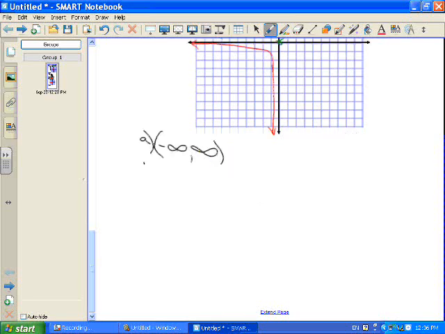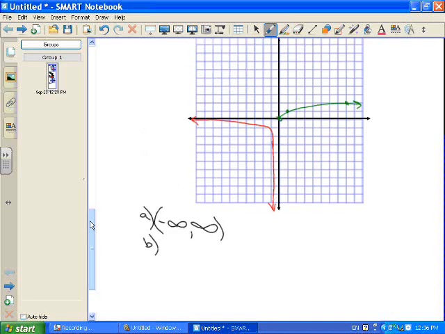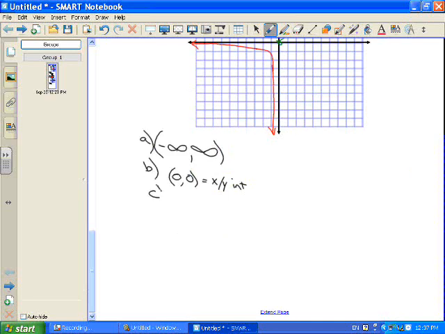Good. All right, B, we want intercepts. 0, 0 is the only one. It's the x and the y intercept. C, check.